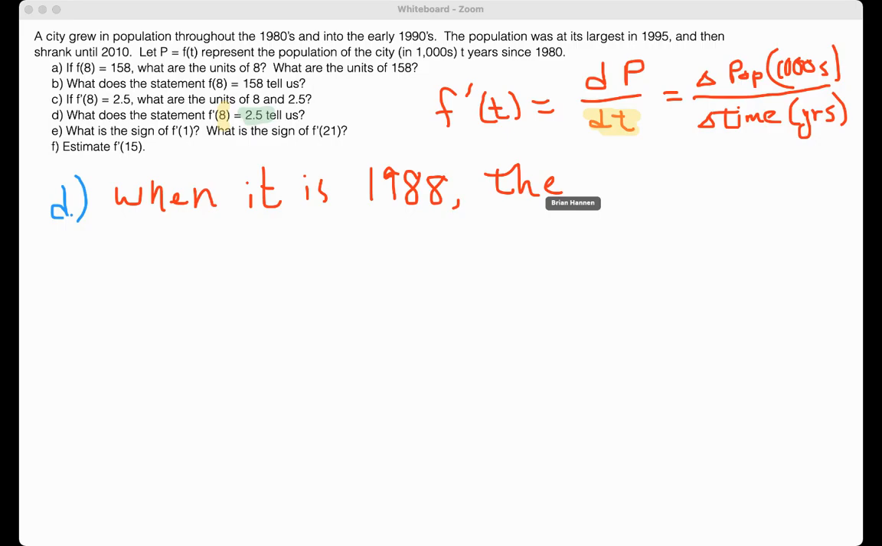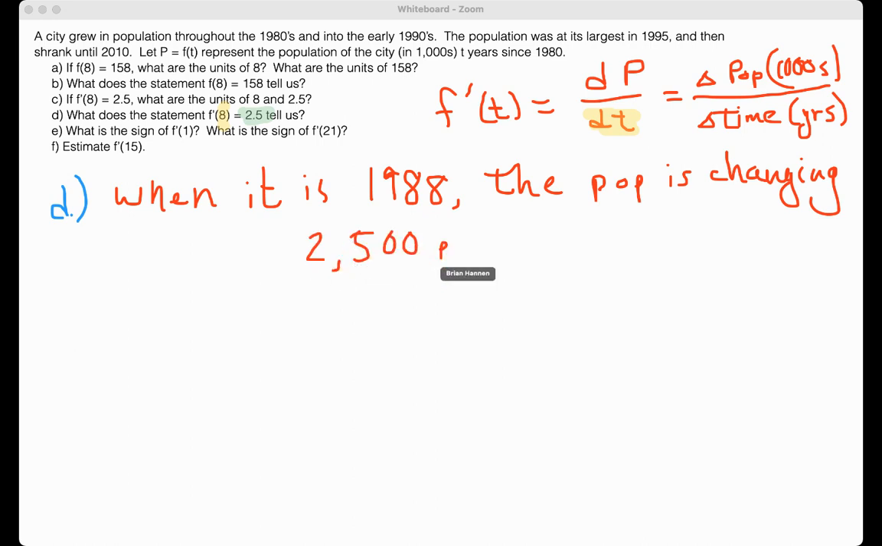And that derivative, f prime, represents the change in population over change in time. We're saying the population is changing 2,500 people per year. Remember, the top's in thousands of people and the bottom's in years. It's a change in 2.5 thousands of people per year. And that is what that derivative represents. If you remember what the units represent, it is much easier.